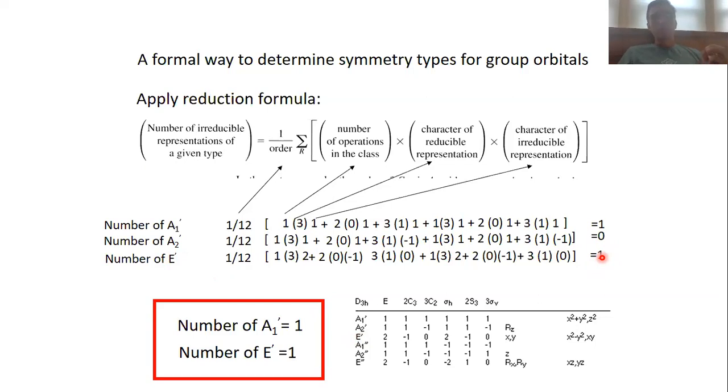So why 2 and not 1? That is because an E-type irreducible representation is a so-called doubly degenerate irreducible representation. That always occurs when 2 coordinates are dependent on each other, are transformed similarly by the symmetry operations in the particular point group. And in the point group D3h, it's the x and the y axis in particular.